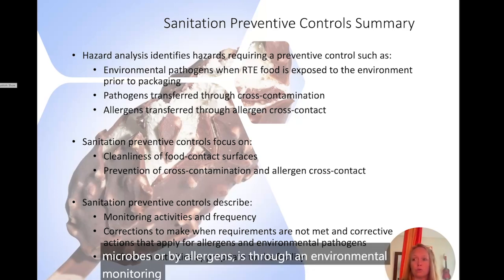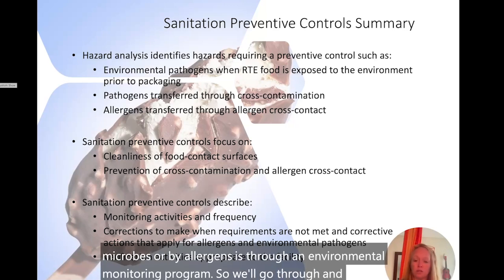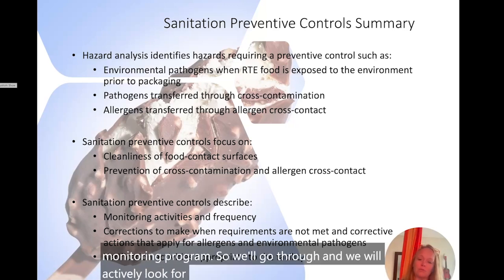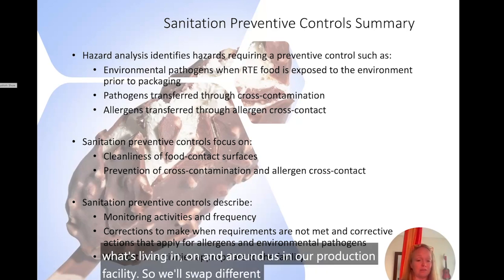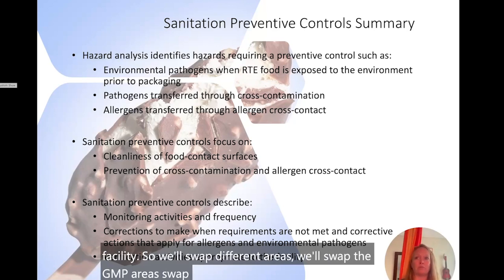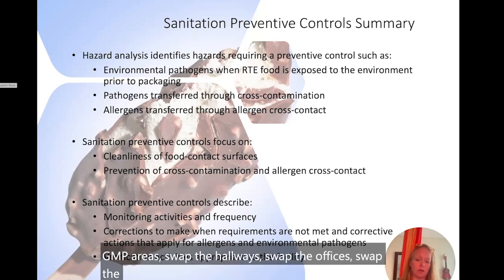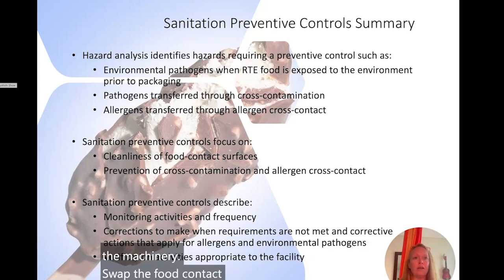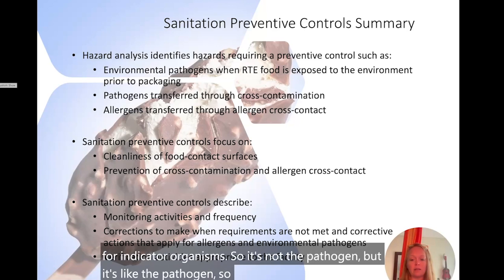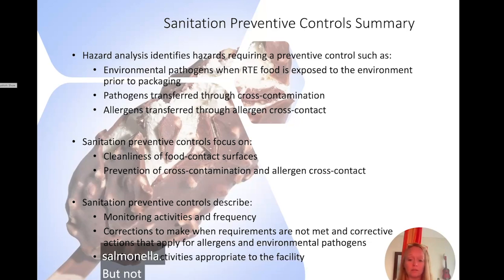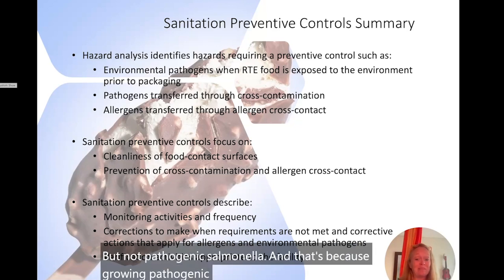So we'll go through and actively look for microbes in our environment. What's living in, on, and around us in our production facility? We'll swab different areas. We'll swab the GMP areas, the hallways, the offices, the machinery, the food contact surfaces. And you're searching for indicator organisms. So it's not the pathogen, but it's like the pathogen. So you're swabbing for Salmonella, but not pathogenic Salmonella, because growing pathogenic Salmonella in the lab is not the greatest idea.